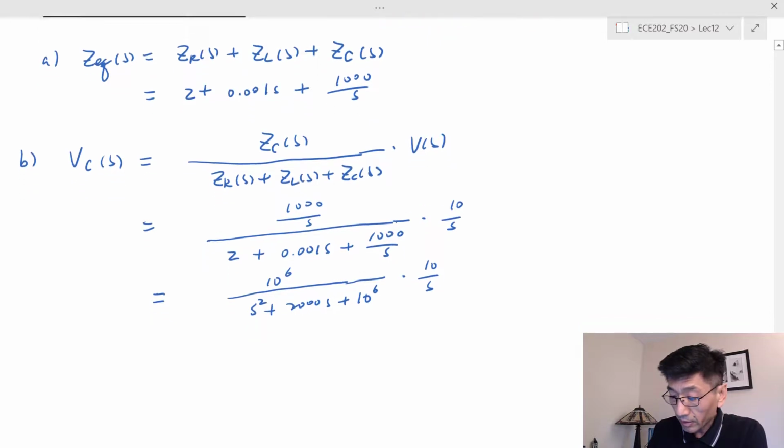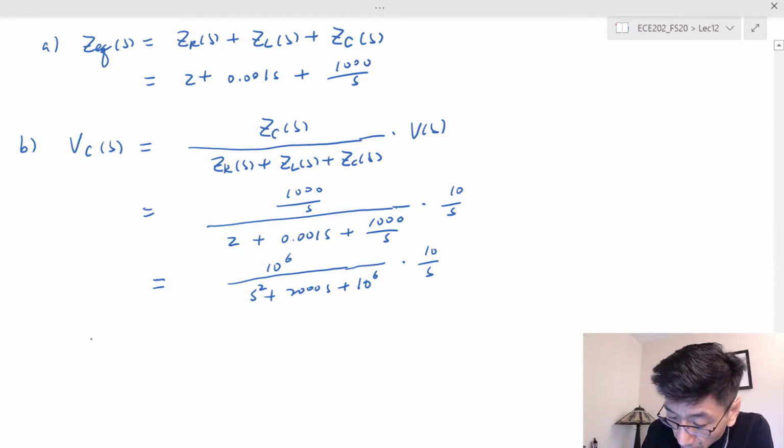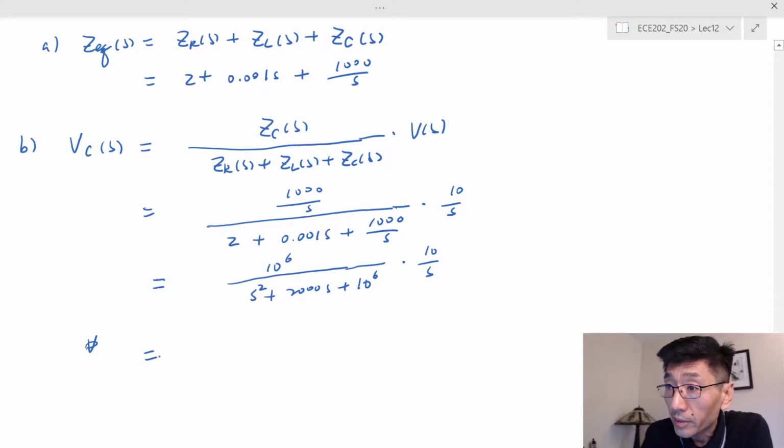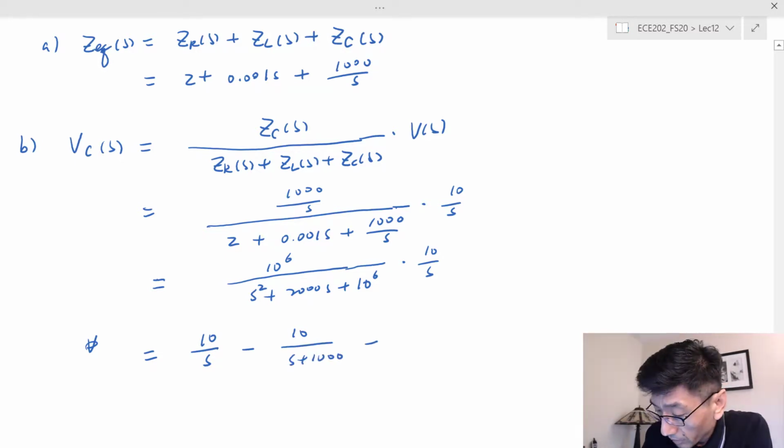You can do the partial fraction expansion and then take the inverse Laplace transform. I calculated the partial fraction expansion before, so you can just do it all the way as we had before to find the residues. That's equal to 10 over S, minus 10 over S plus 1,000, minus 10 to the power 4 over S plus 1,000 squared.